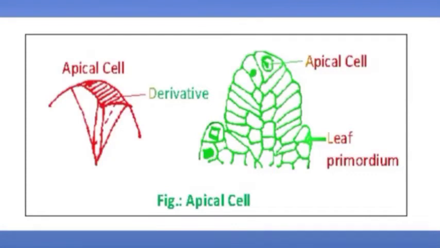Let's see the diagrammatic representation of apical cell theory, how the apical cell forms primary tissues. Check this diagram carefully.